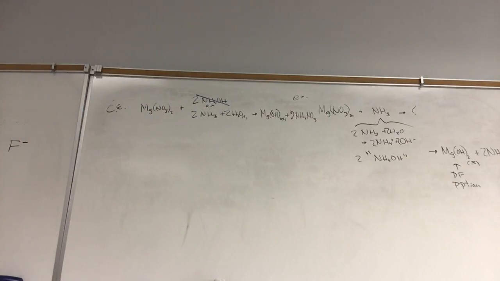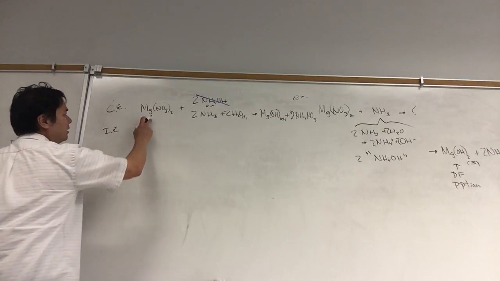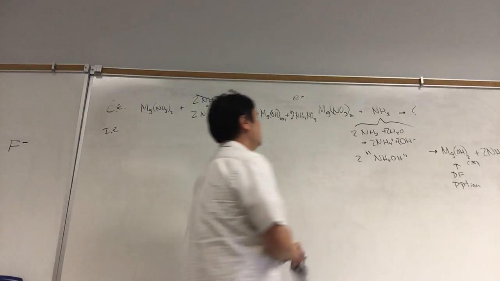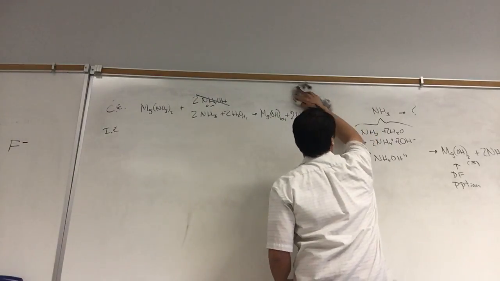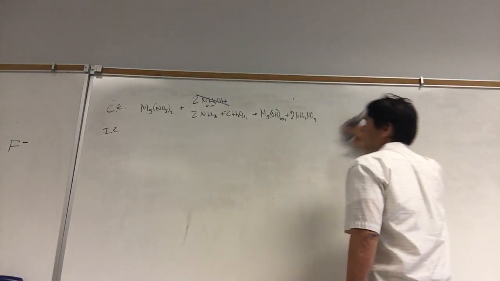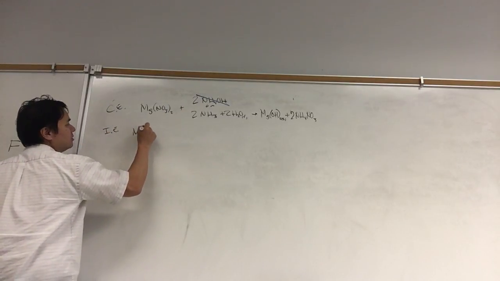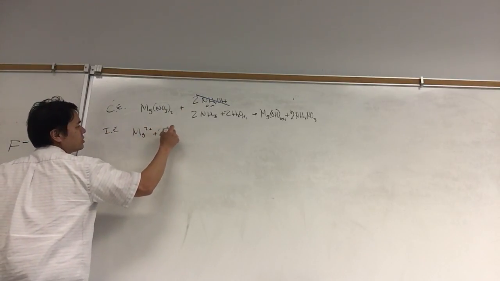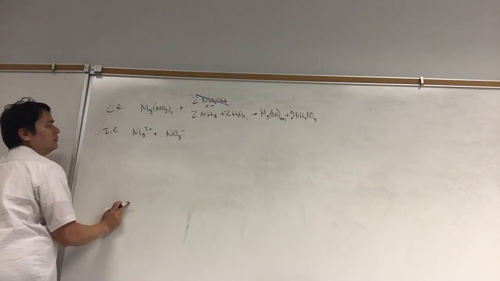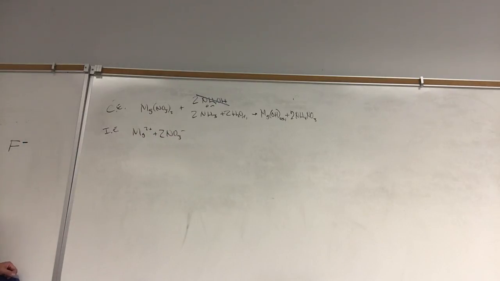Well, we can do the ionic equation for this and the net ionic equation also. The ionic equation, magnesium nitrate, is that a strong acid? No. Is it a strong base? No. But it is a soluble salt. So this is going to dissociate into magnesium 2+ and 2 nitrates. You have to be careful because a lot of people will write 1 nitrate. No, don't forget to balance it. It has to be 2 nitrates for every magnesium.